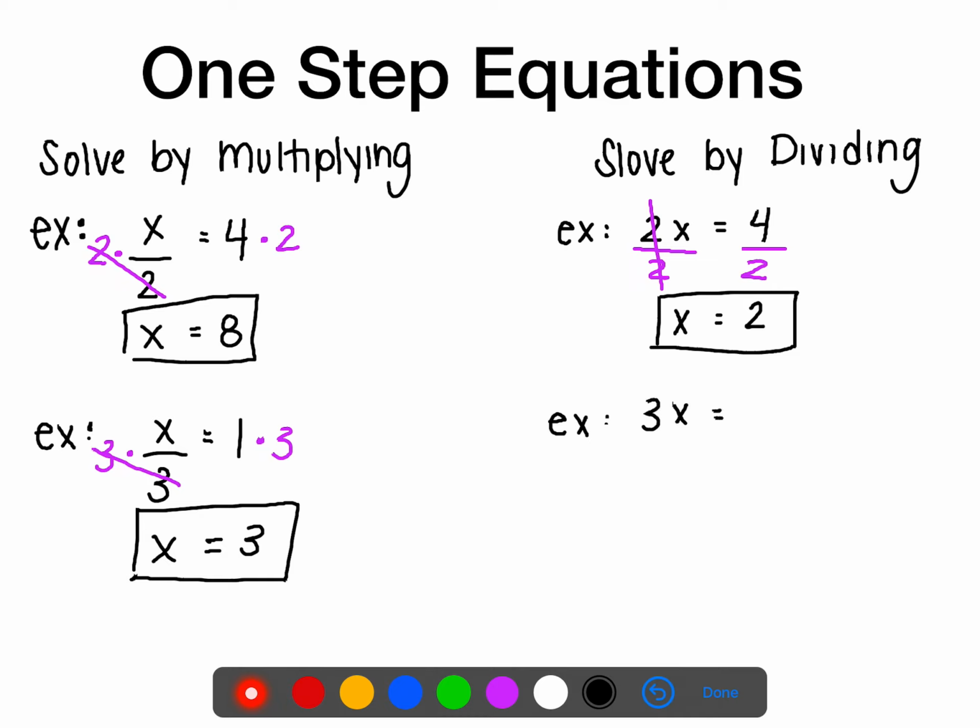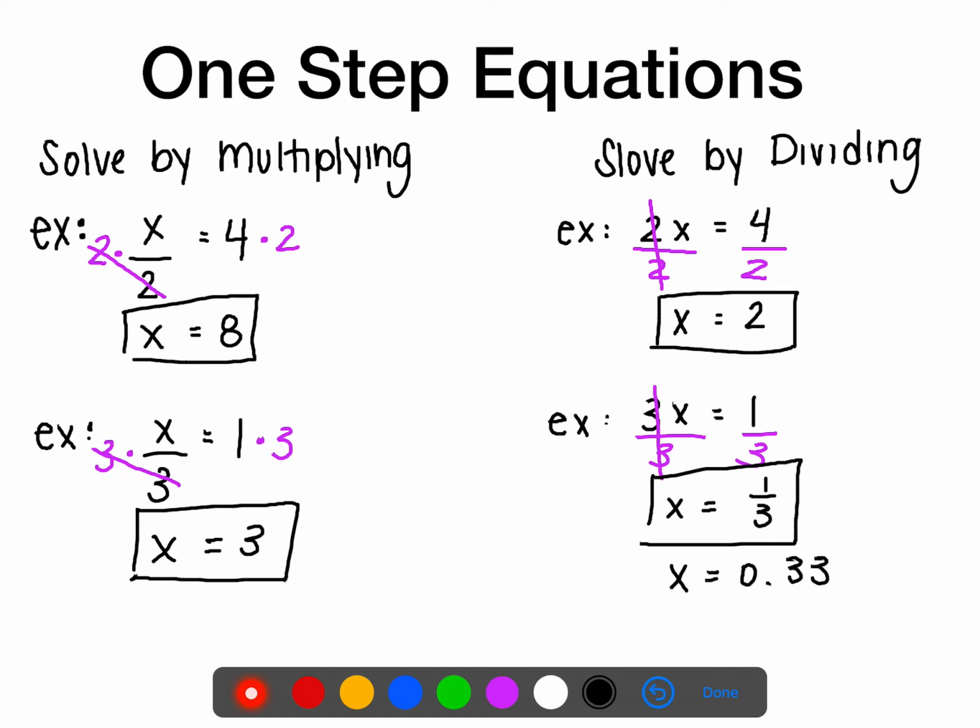I could also have something like this, where I have 3x equals 1. So in order to get rid of this 3, in order for me to get this 3 away from this x, I have to divide. So I'm going to divide by 3. I'm going to divide the other side by 3, because I always do the same thing to both sides. And when I do that, I'm left with x equals 1 divided by 3, or 1/3. And I can leave it like that, or if you want, you can put it in your calculator and do 1 divided by 3, which will give you 0.333 repeating. So you can do it either way. Decimals or fractions are okay.